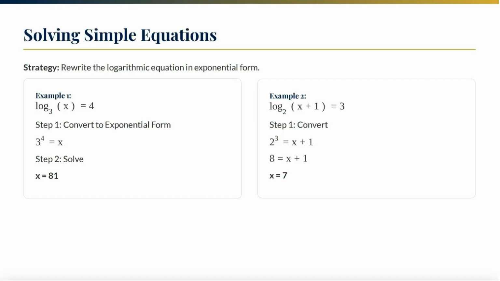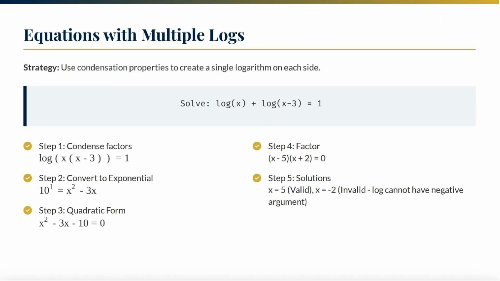As shown in these examples, converting log base b of x equals y into b to the y equals x allows us to solve for x directly. When dealing with multiple logs, use condensation properties to combine them into a single logarithm. After converting to exponential form, you may need to factor the resulting quadratic equation, remembering to check your solutions, as the argument of a logarithm must be positive.